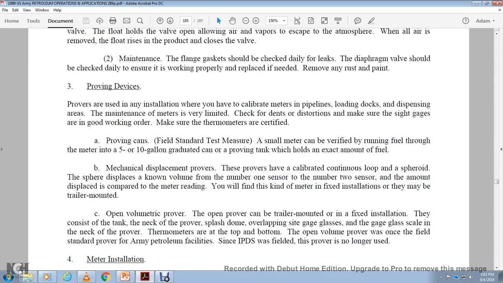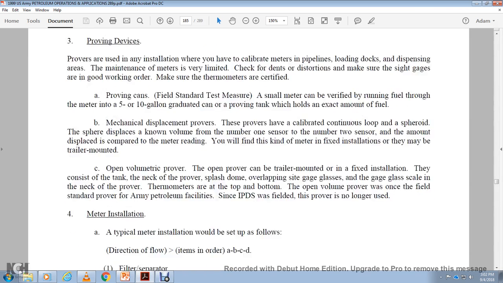Components include the stand tank, the neck of the prover, the splash dome, the overlapping side of the gauge glass, the gauge glass scale in the neck of the prover, the thermometers, and the top and bottom of the open volume prover. There is one for the field with the stand prover of the Army Petroleum facility. The IPDS field prover is no longer used.